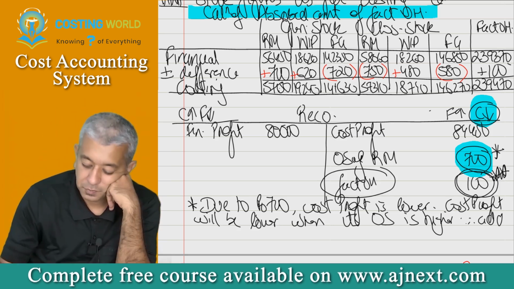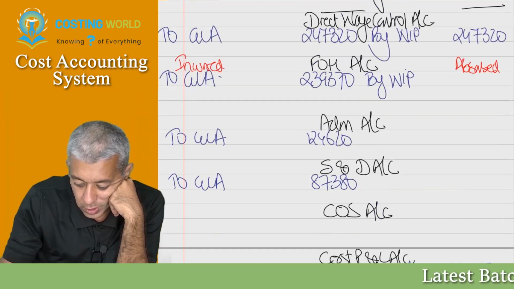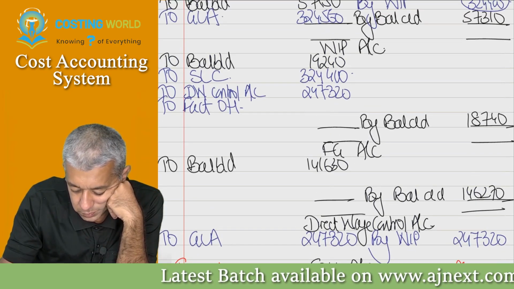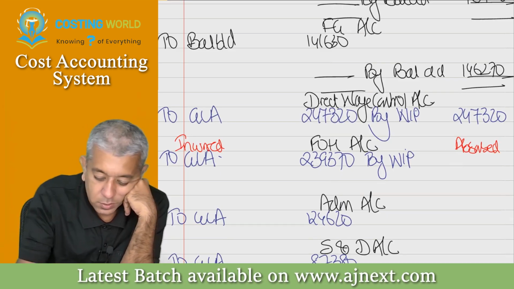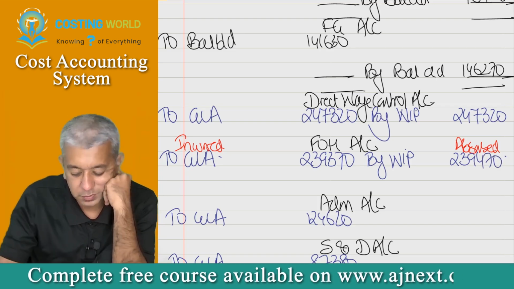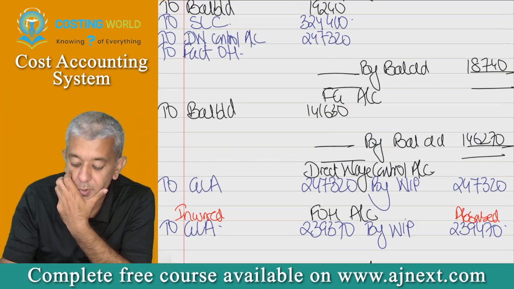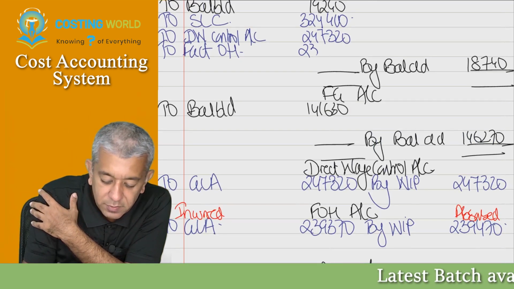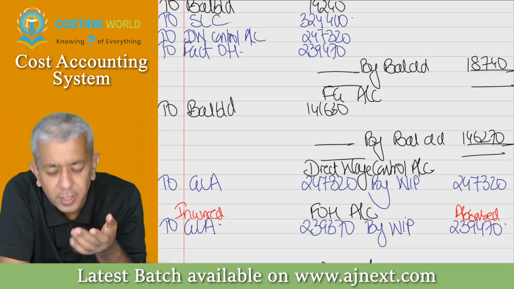Listen. Job done. So now do one thing please. Factory overheads credit side, 239,470. Absorbed amount is higher, no? 239,470. Now, actually the question that I wanted to ask was not this.